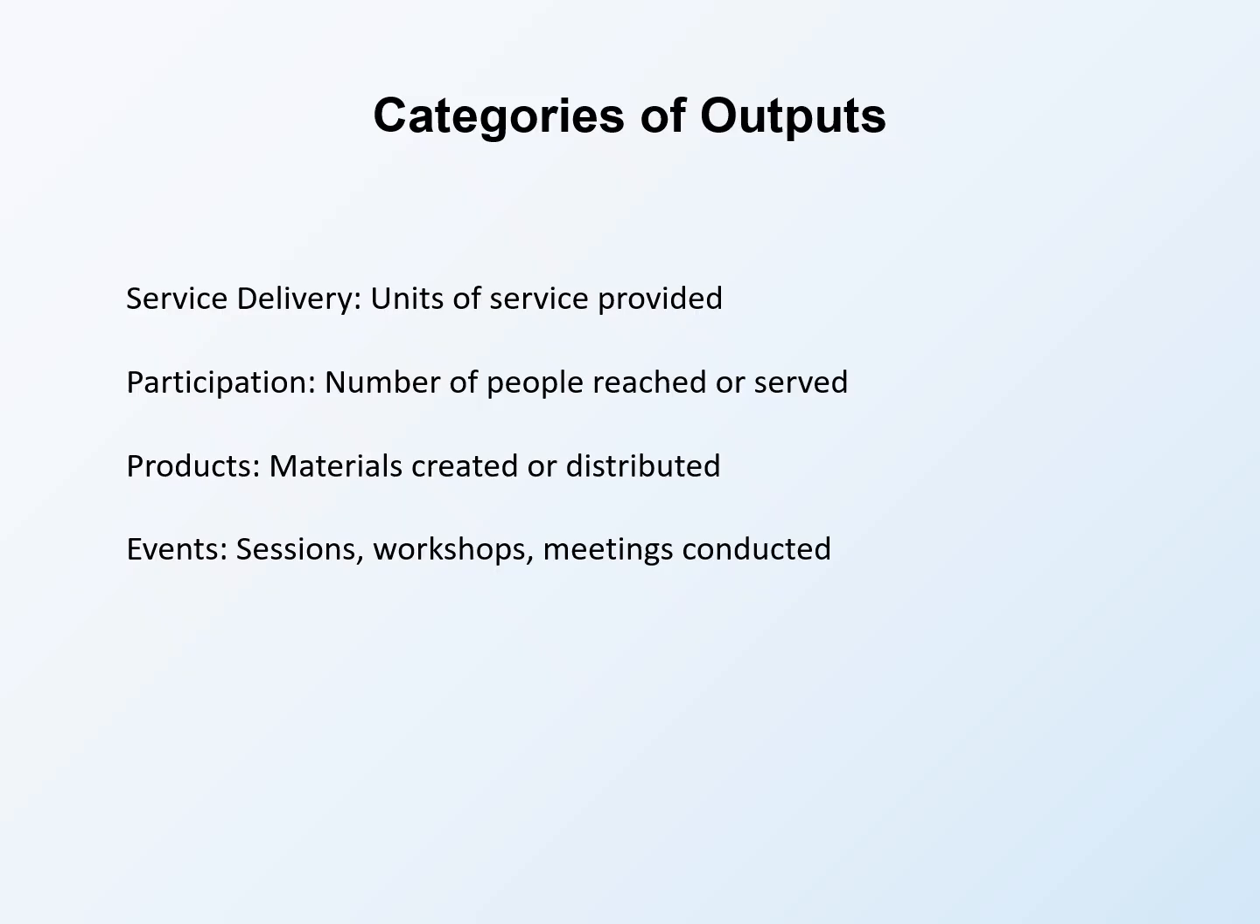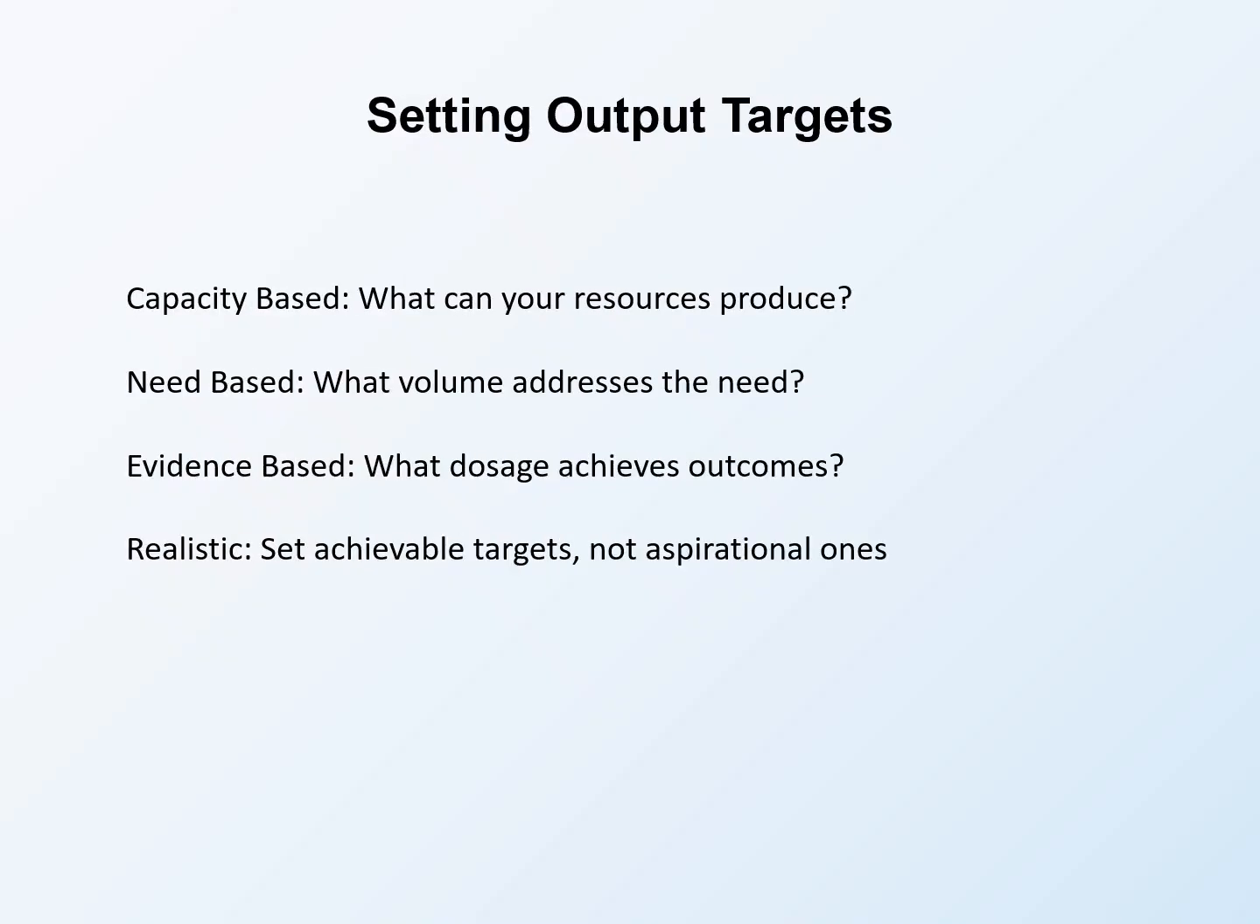Trainings held for participants, support groups convened for members, and community events organized in your service area are all event outputs. They quantify programming delivered to your community. Setting output targets requires carefully balancing several important considerations to arrive at numbers that are both meaningful and achievable.